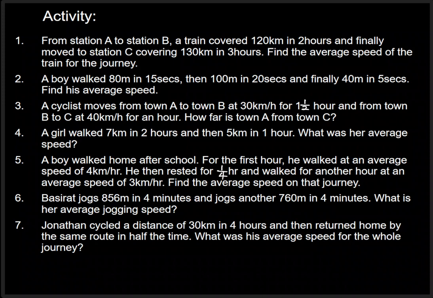So we are done with speed, and in our next class, we'll be talking about angles. We'll be talking about an interesting topic called angles.